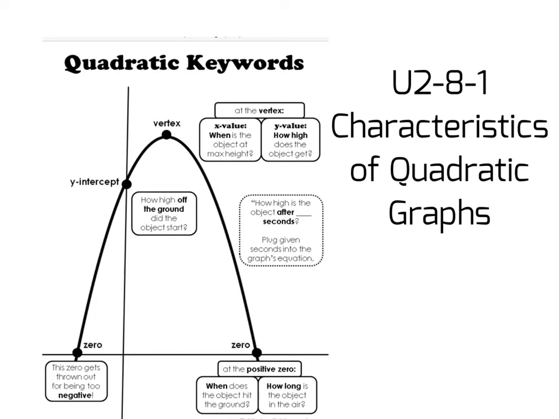Okay guys, tonight we're going to look at characteristics of quadratic graphs, and again this should be a review from last year. We're going to talk about the vertex, the Y-intercept, the X-intercepts, which are also called the zeros or the solutions. So we're going to review some vocabulary from last year, and then we are going to talk about how to find the vertex without graphing. So let's go ahead and get started.